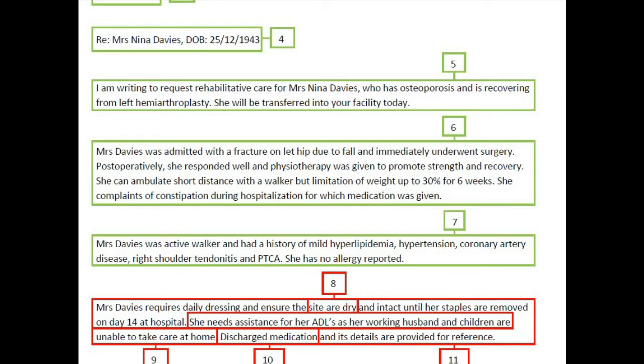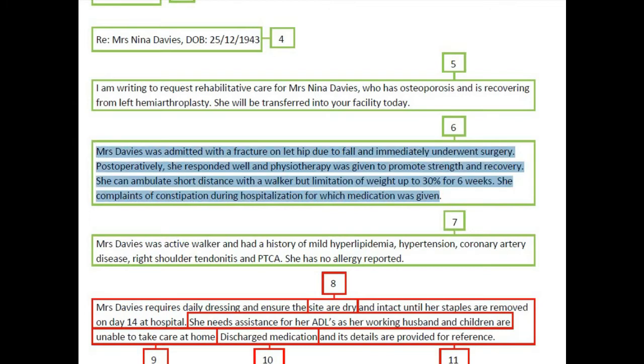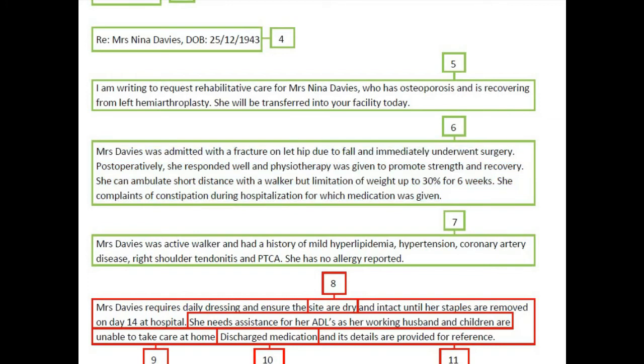Moving to the second paragraph: "Mrs. Davies was admitted with a fracture on left hip due to fall and immediately underwent surgery. Post-operatively, she responded well and physiotherapy was given to promote strength and recovery. She can ambulate short distance with a walker but limitation of weight up to 30% for 6 weeks." Here the writer has successfully conglomerated all the ideas within 3 sentences in a concise manner.